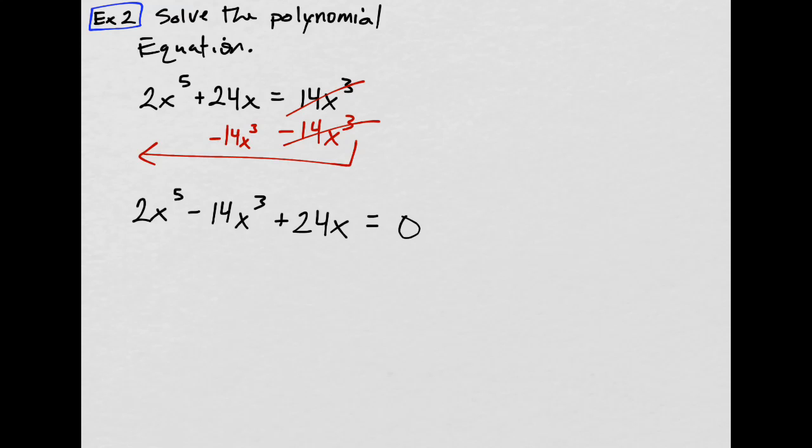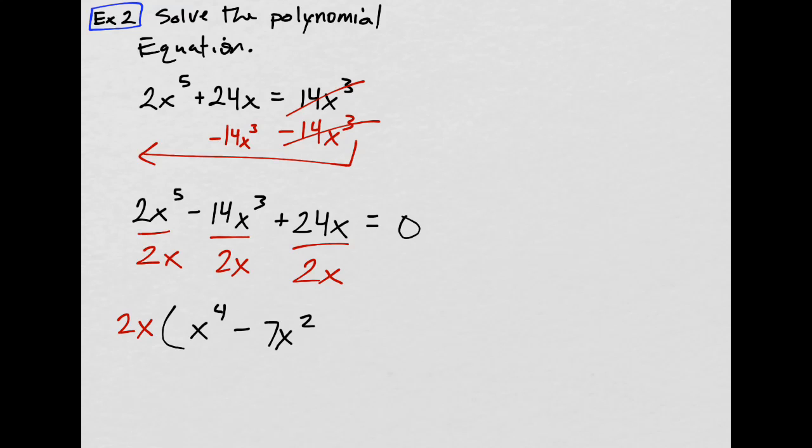So the first thing I can do here is divide it by 2x. Yes, everything divides by 2. So I can divide by 2x because the smallest exponent is just 1. So that's 2x. Whatever I divide by goes on the outside of the parentheses. And then I divide, and that will be x to the fourth minus 7x squared plus 12.